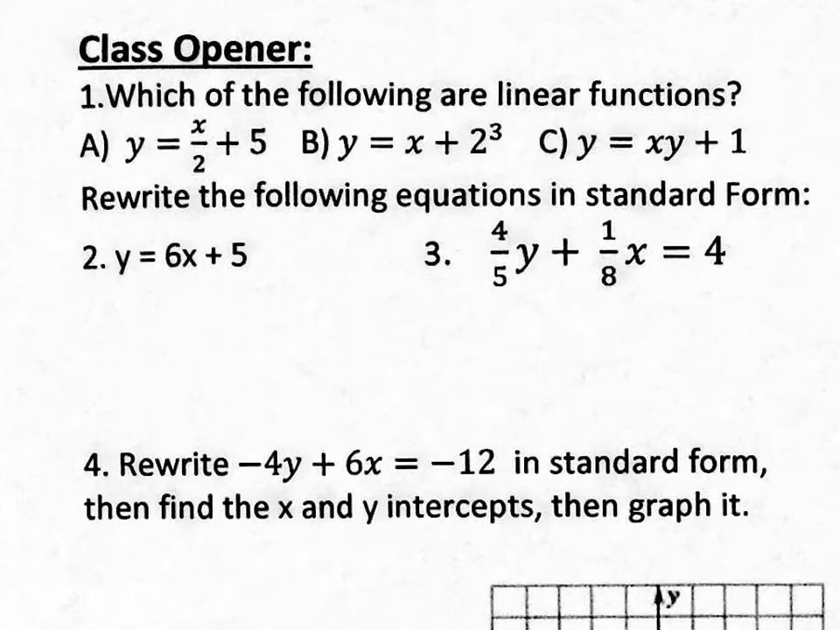So we're going to have somebody explain. You could use this pointer just to point at A. So what can you tell me about A? Is it a linear function or not? It's linear because you're dividing by 2 and not by x. Because if you were dividing by x, it wouldn't be a linear function.